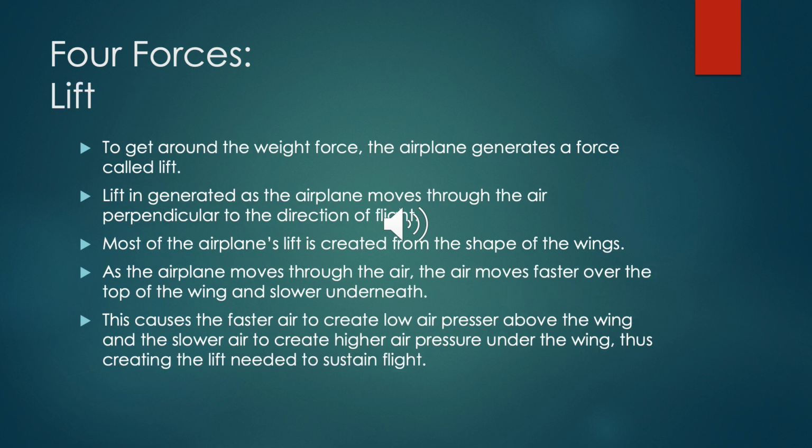So the opposing force of weight will be lift. To get around the weight force, the airplane generates a force called lift. It's generated as the airplane moves through the air, perpendicular to the direction of flight. Most of the airplane's lift is created by the shape of the wings, the camber of the wings. As the airplane moves through the air, air moves faster over the top of the wing and slower underneath. This is called Bernoulli's principle. This causes the faster air to create a low air pressure above the wing and the slower air to create a higher pressure under the wing, thus creating the lift needed to sustain flight.